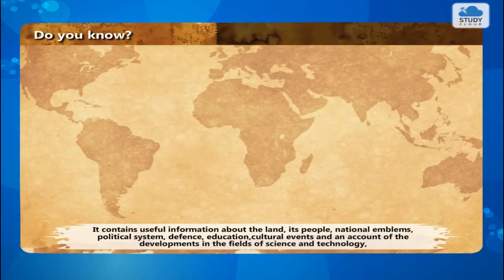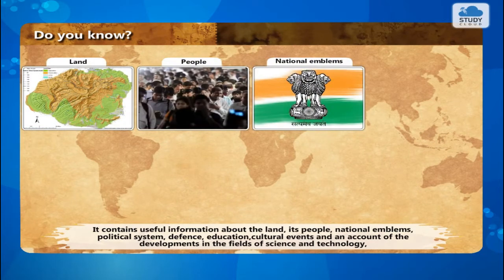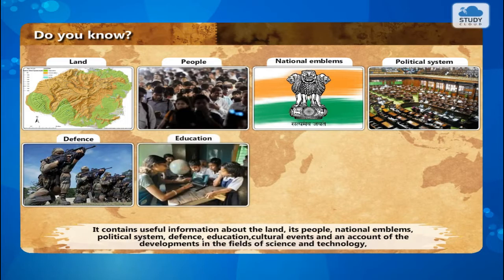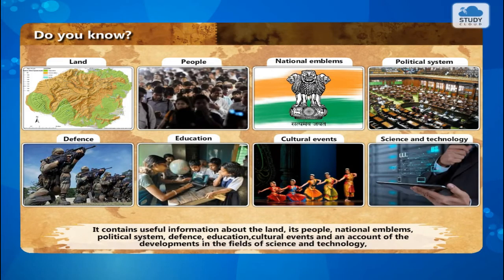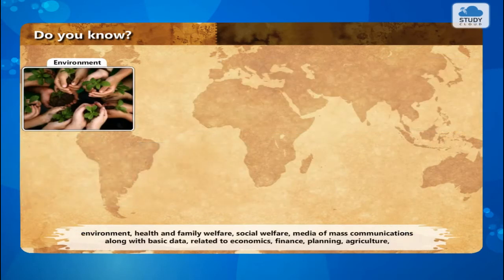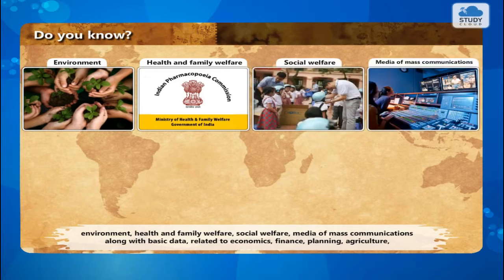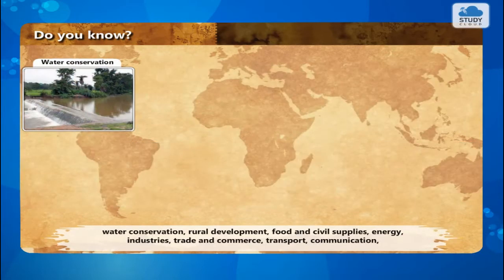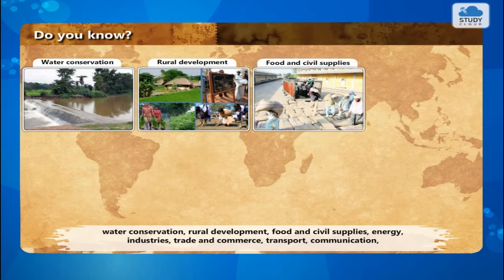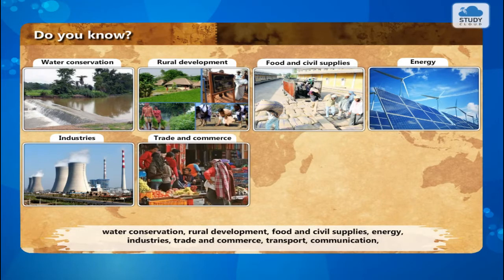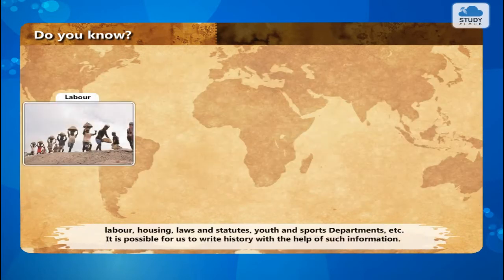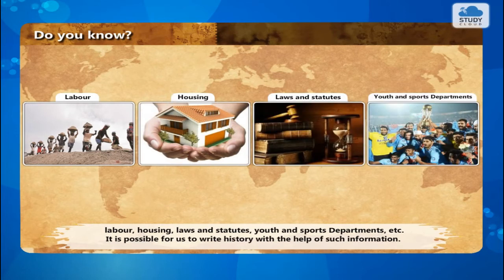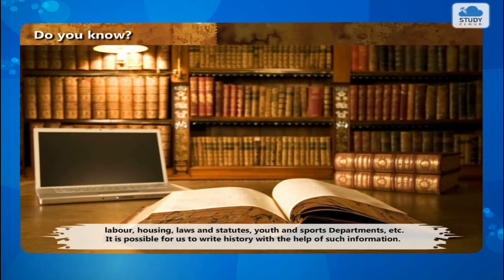It contains useful information about the land, its people, national emblems, political system, defense, education, cultural events, and an account of the developments in the fields of science and technology, environment, health and family welfare, social welfare, media of mass communications, along with basic data related to economics, finance, planning, agriculture, water conservation, rural development, food and civil supplies, energy, industries, trade and commerce, transport, communication, labor, housing, laws and statutes, youth and sports departments, etc. It is possible for us to write history with the help of such information.